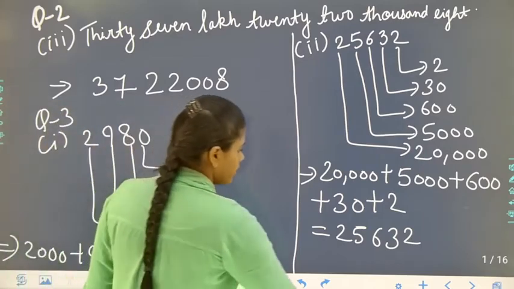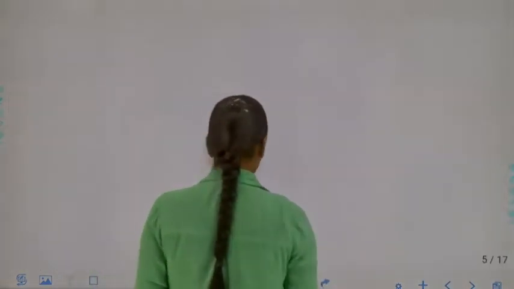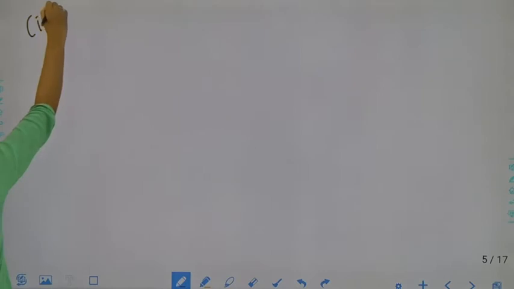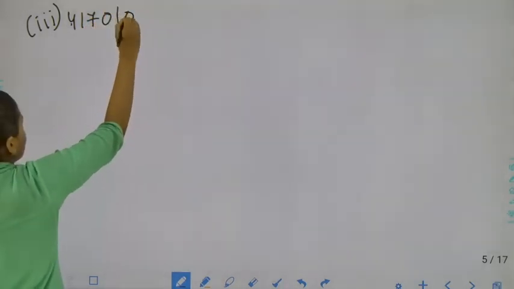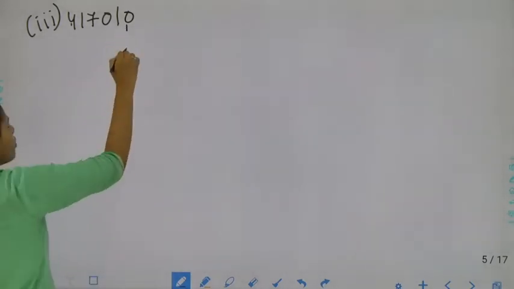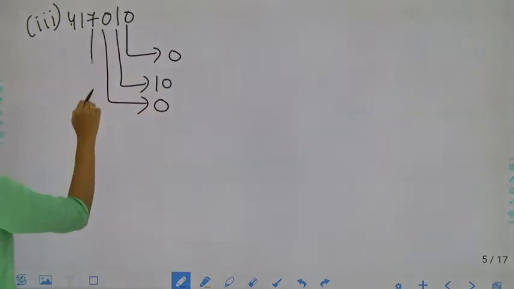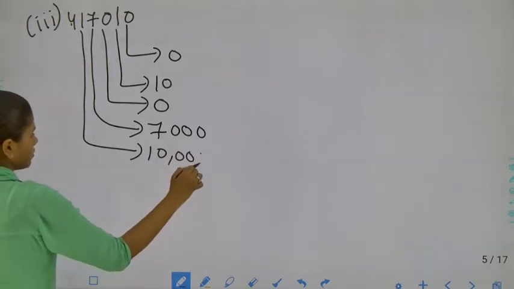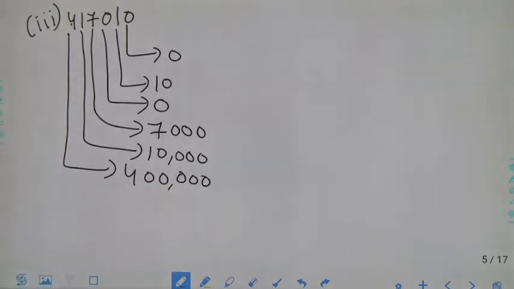Okay, move to the next part. That is part number 3. Third part, that is 4,17,010. Again, we have to write in the expanded form. Ones, tens, hundred, what will it be, students? Zero, it will be. Then, thousand. Then, 10,000. And then, 4 lakh. How many zeros? 5.